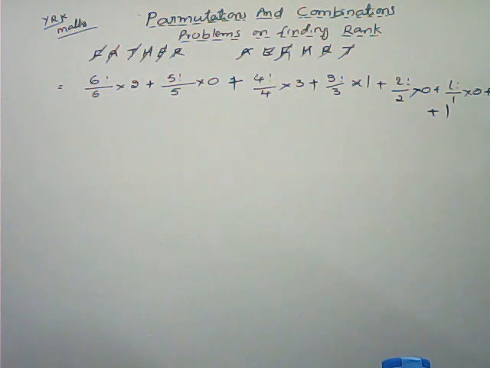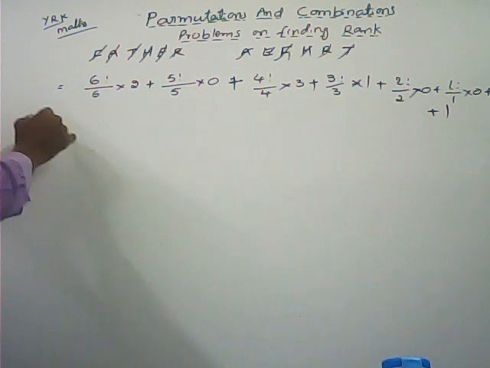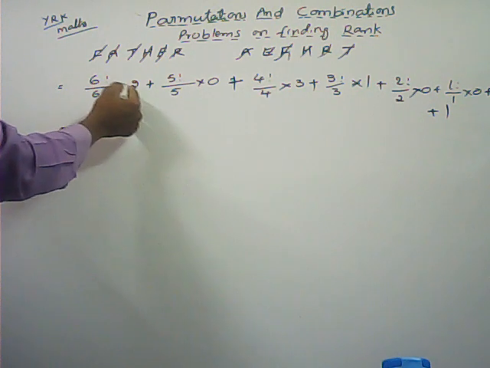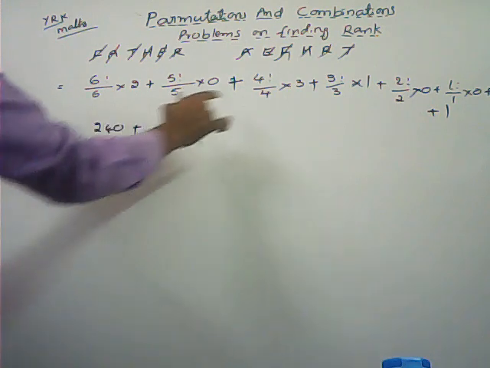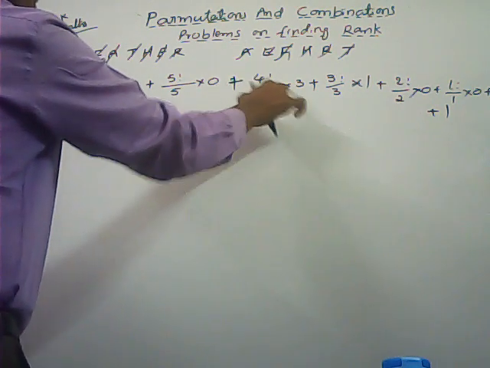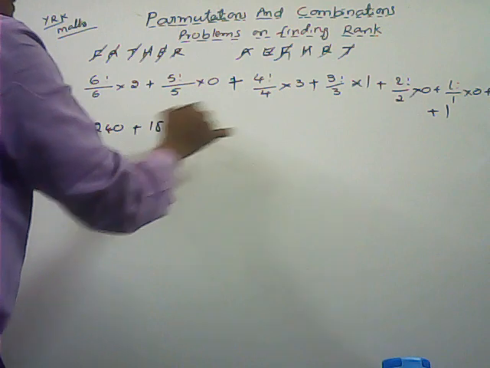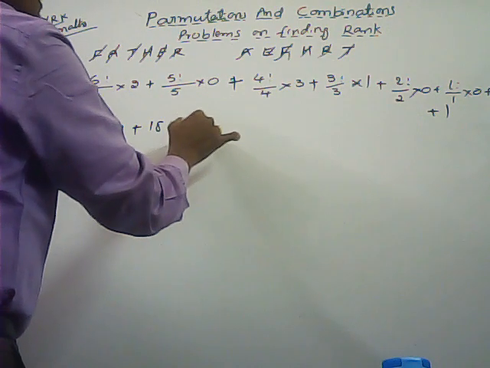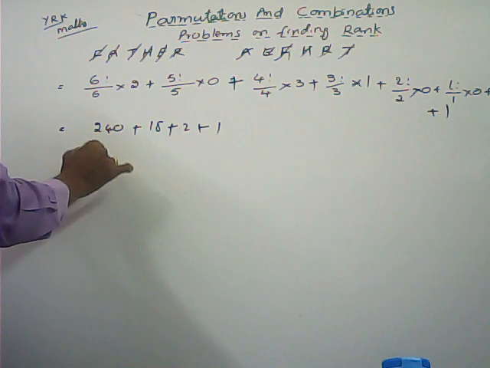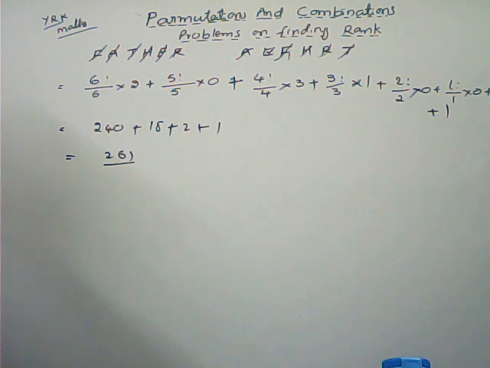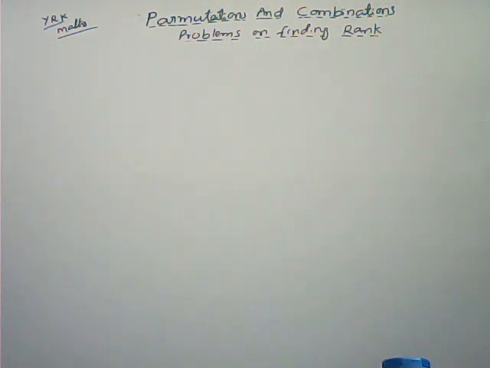After completion of this, we add 1. That is the father itself only. So here we get 5 factorial, 120 into 2, 240, plus 3 factorial, 6 into 3, 18, plus 2 plus 1, 261, that is the rank of the word father. Now repetitions are there. How to do that?